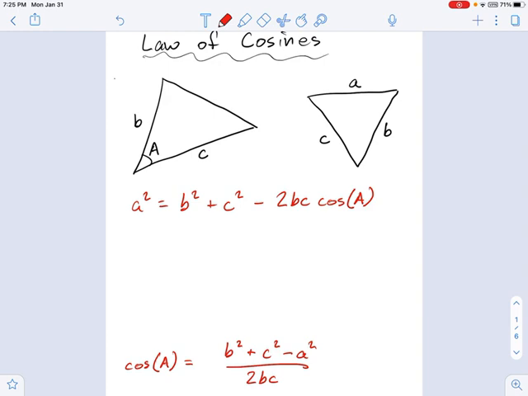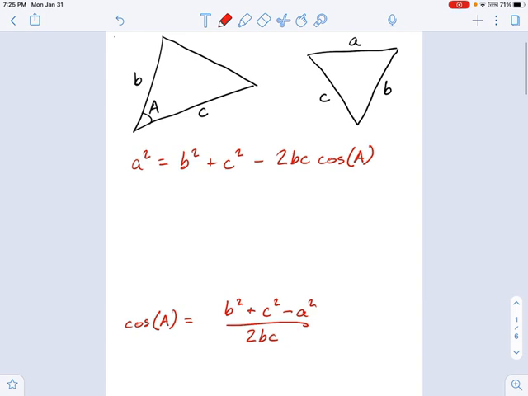And therefore, it shouldn't be too surprising when you see two different variations of the law of cosines. I have one variation right here where I'm trying to solve for a side, in this case, little a. And I have another variation down here where I'm trying to solve for an angle, the angle big A. Now, you'll notice if you want to solve for an angle using law of cosines, you need all the other sides, all of them.